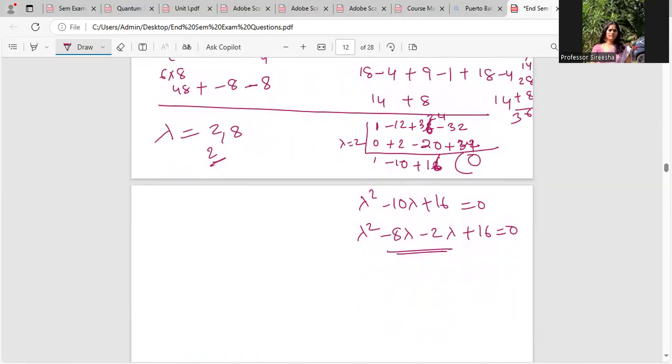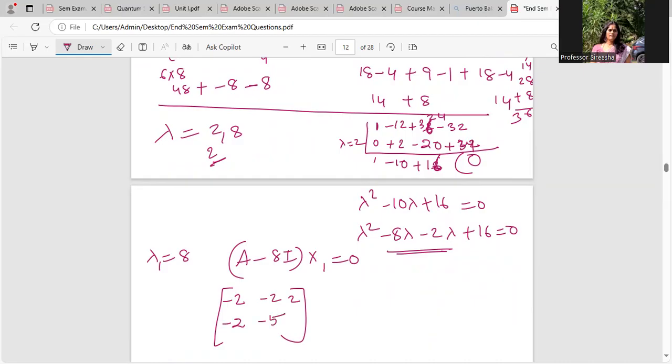So how will I find the eigenvector for lambda equal to 8? For lambda 1 equal to 8, (A minus 8I) into X1 equal to 0 is what I will take. I will subtract 8 from the diagonal elements. 6 minus 8 would be minus 2. Minus 2 and 2. Minus 2. 3 minus 8 would be minus 5. Minus 1.